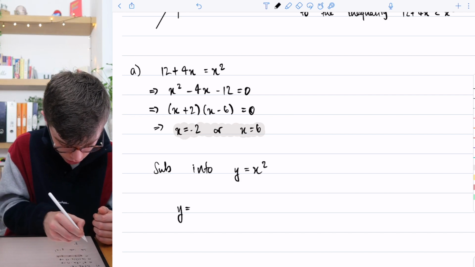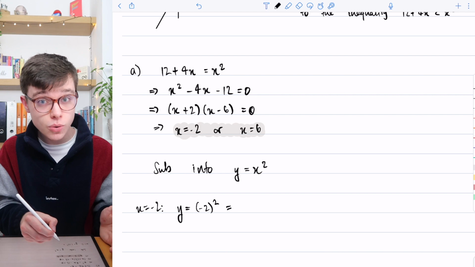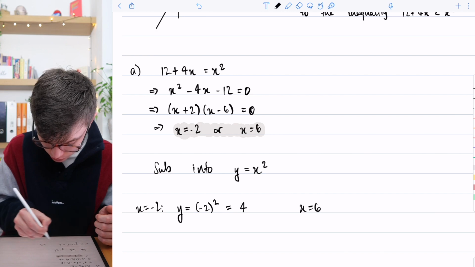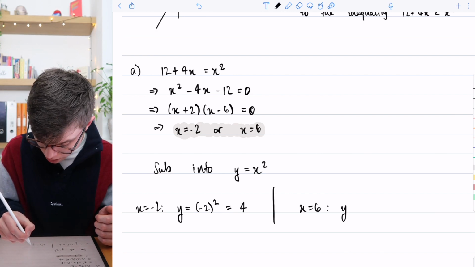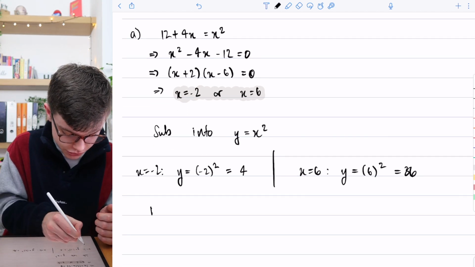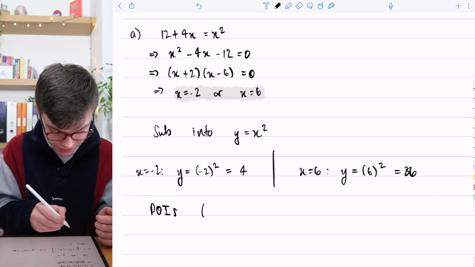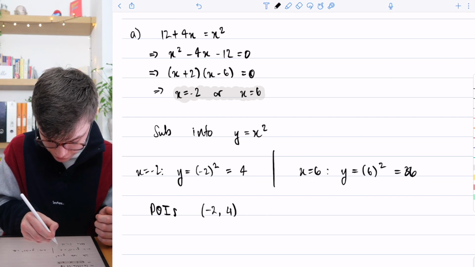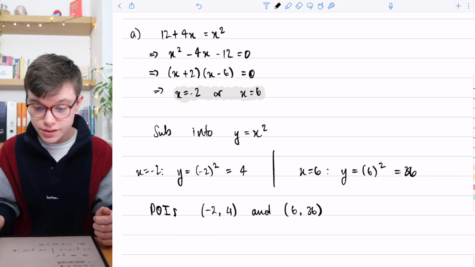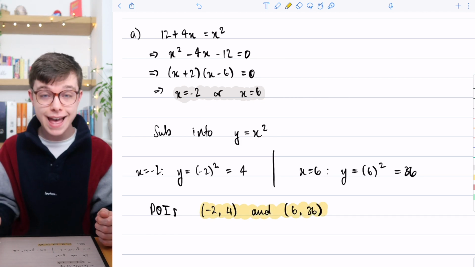So y will be equal to, well, when x is minus 2, we will have minus 2 squared, which is the same as 2 squared because the negative disappears, so that will give me 4. And when x is equal to 6, we'll just split our working off there, y will be equal to 6 squared, which is 36. And so the POI, or points of intersection, and we'll write it as a coordinate, we'll say x is minus 2 and y is 4, and the other point of intersection is 6 and 36. Okay, so that there is our final answer for part A.